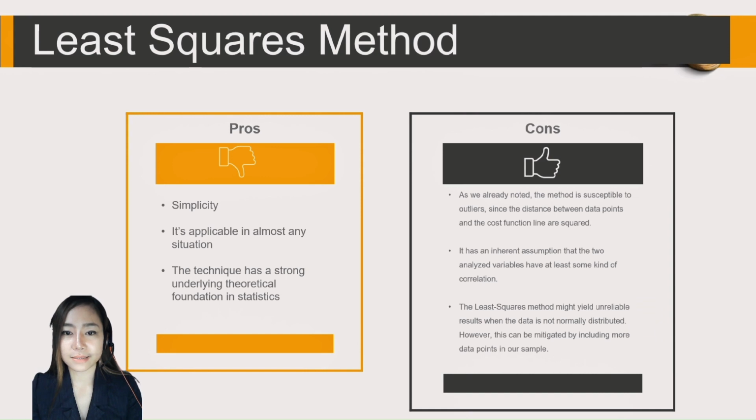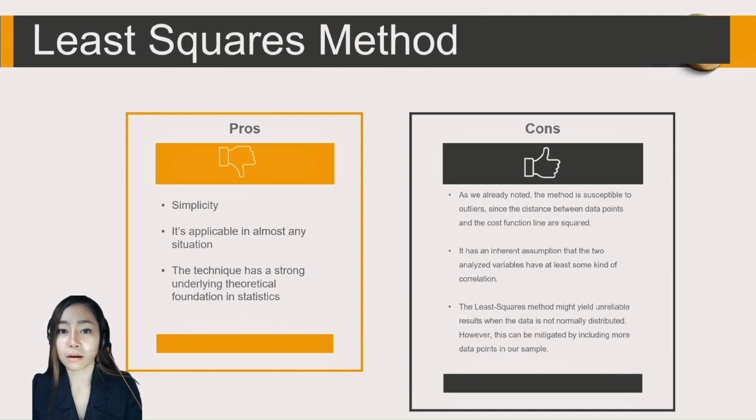Advantages and disadvantages. The least squares method has some advantages and disadvantages that make it more desirable in certain situations. The pros are simplicity. The method is easy to understand and perform. It's applicable in almost any situation. Honestly, it's hard to think of a case where the least squares method will be inapplicable. The technique also has a strong underlying theoretical foundation in statistics.